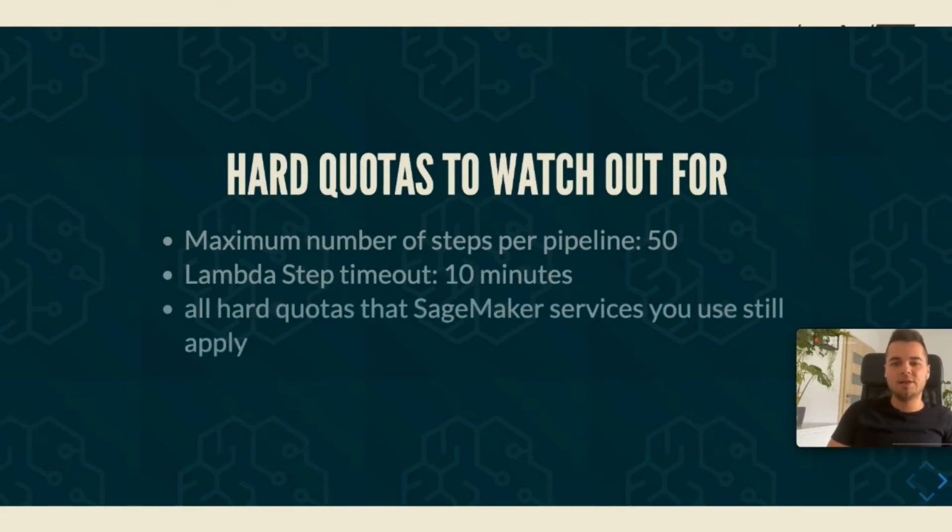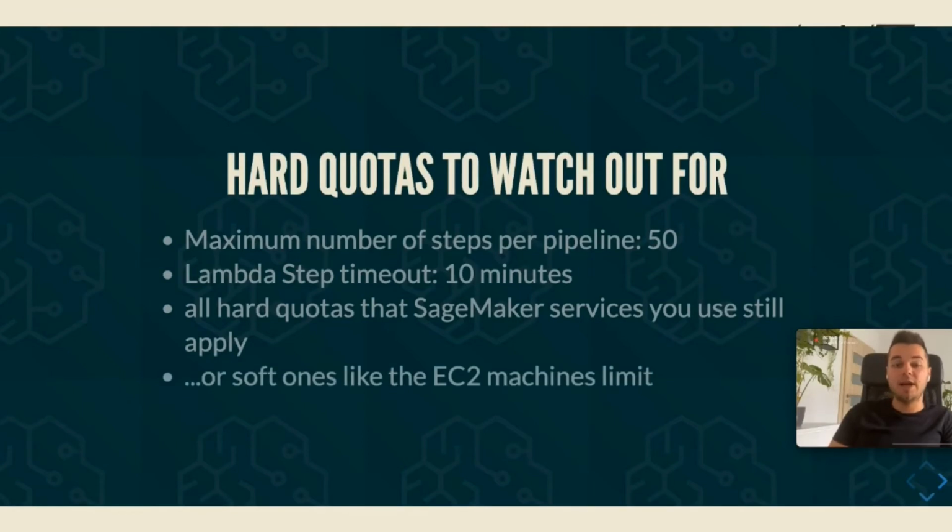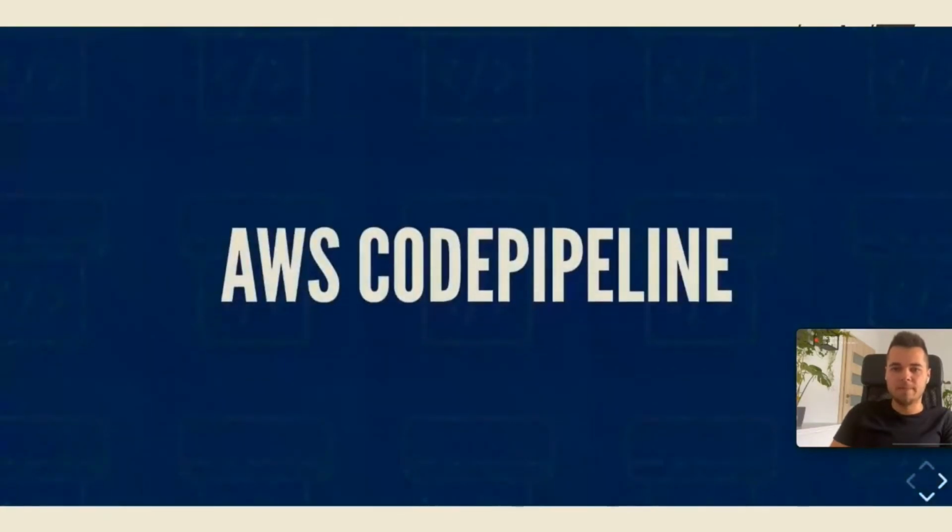And lastly, as always, all hard quotas that the SageMaker services you use have still apply here. And the soft ones, like the default EC2 machines limit in SageMaker. Lift that before you go to production.